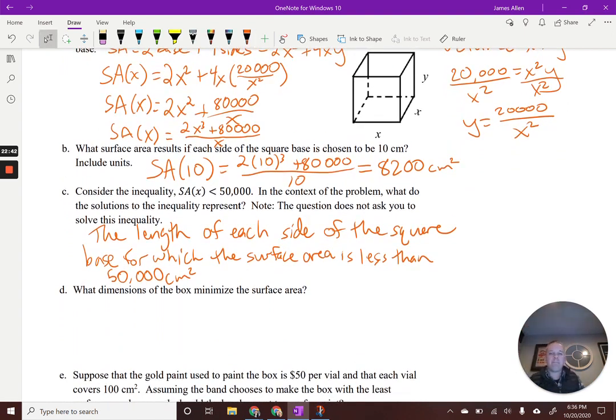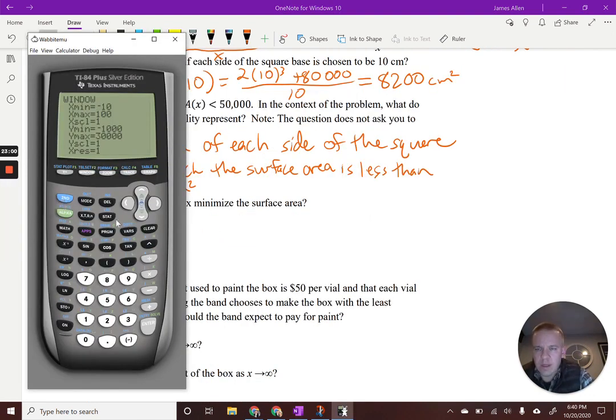What dimensions of the box minimize the surface area? So now we want to actually minimize the surface area here. So to save a little bit of time, I'm going to draw a sketch of the graph, since we've done a few of these here. Actually, you know what? Let's get in that TI-84.